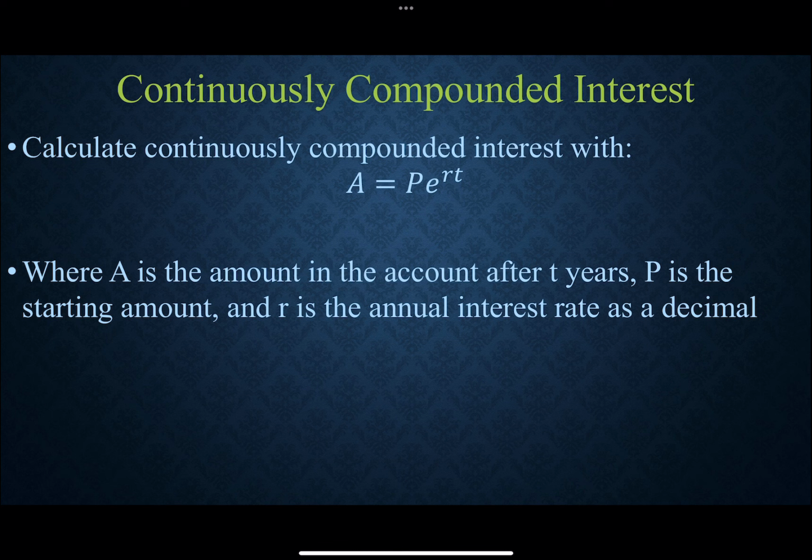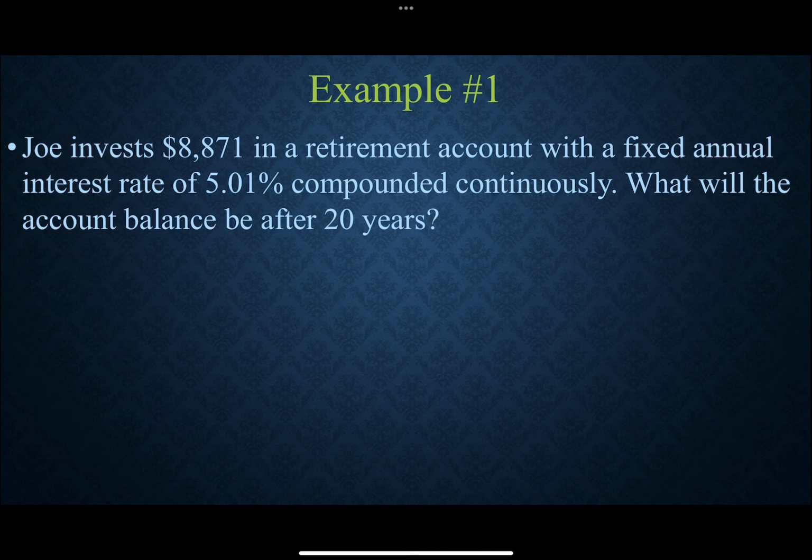The formula is based on A equals P e to the RT. A is the amount of the account after T years, P is the starting amount, R is the annual interest rate written as a decimal, and obviously T is the time. It has to be in years.